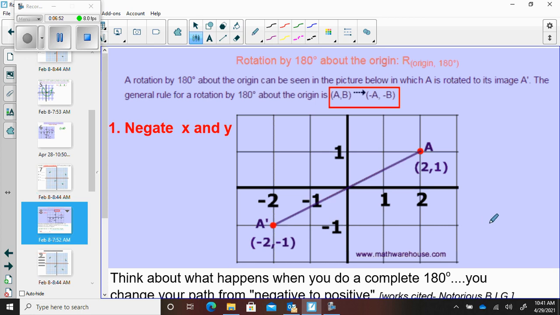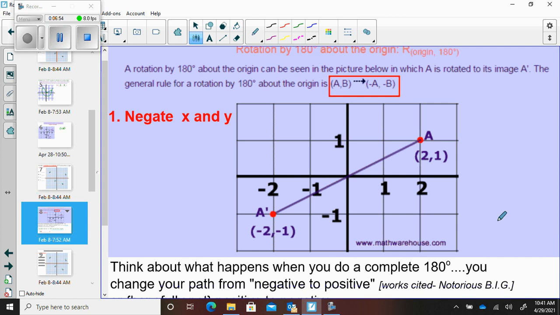Think about what happens when you make a complete 180. If you're going down your life and you're going down one road, whether you're going down the good road or the bad road, and you do a complete 180, you turn around and went the opposite way. You might have been going to the bad road, now you turn around and you went the good road, or opposite, right? You went from negative to positive. Whenever you're doing a 180 degree about the origin, you just negate A and B.